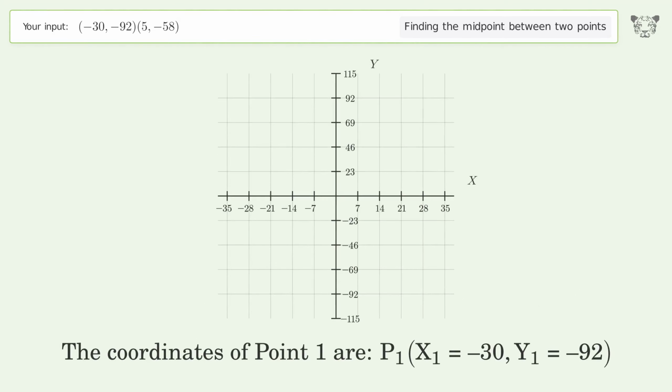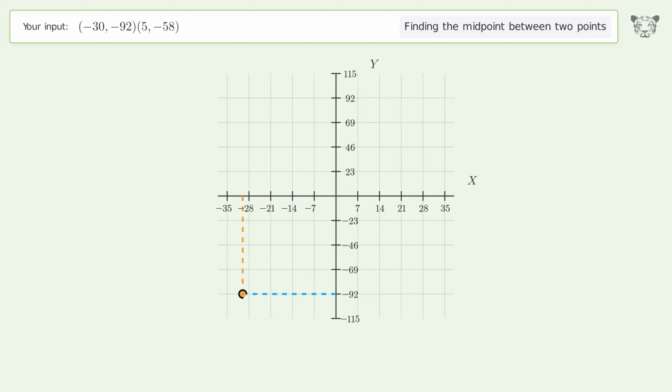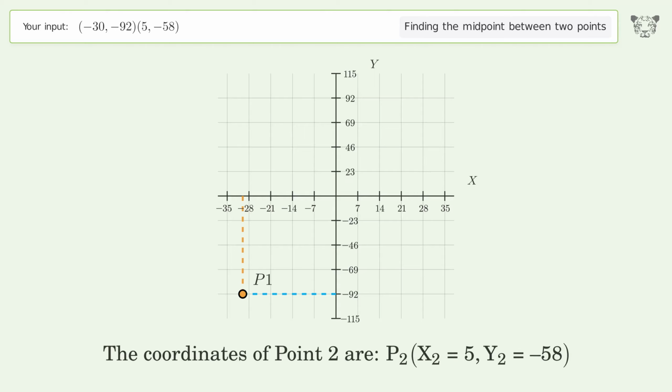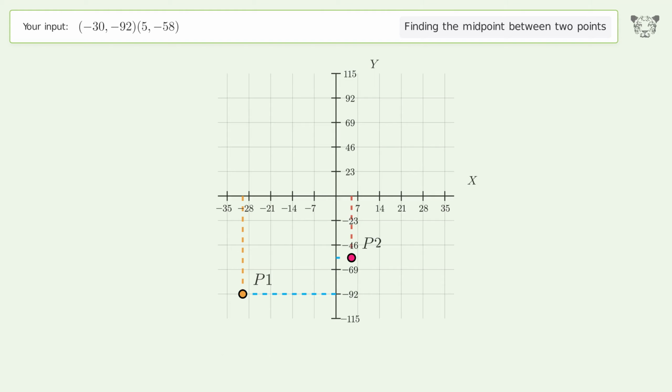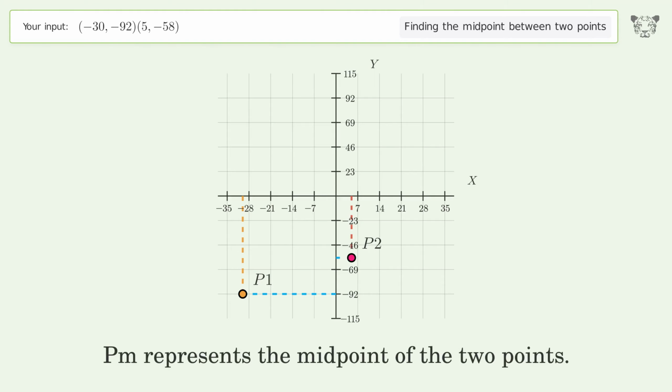The coordinates of point 1 are, x1 equals negative 30, y1 equals negative 92. The coordinates of point 2 are, x2 equals 5, y2 equals negative 58. PM represents the midpoint of the 2 points.